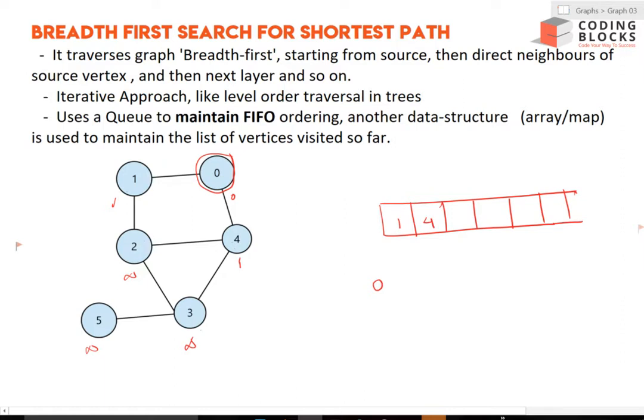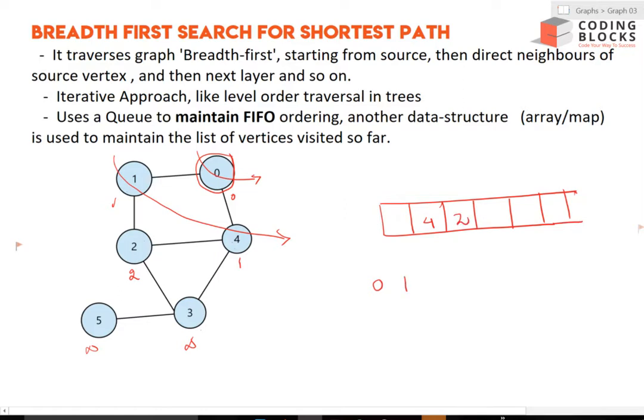This was my 0th level, this was my first level. In the next iteration, I pop one node, which is 1, and I try to visit all the nodes which are not visited from 1. So I can visit 2, and the distance of 2 is now 2, because the parent node is 1 and it has a distance of 1. I push this node into the queue.